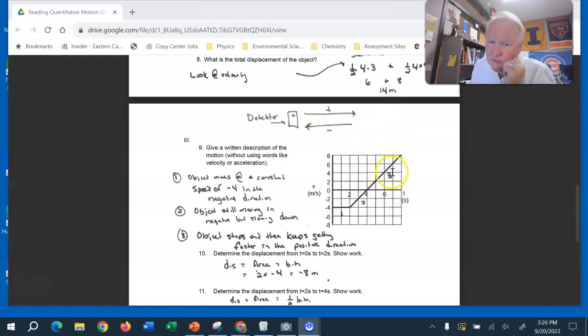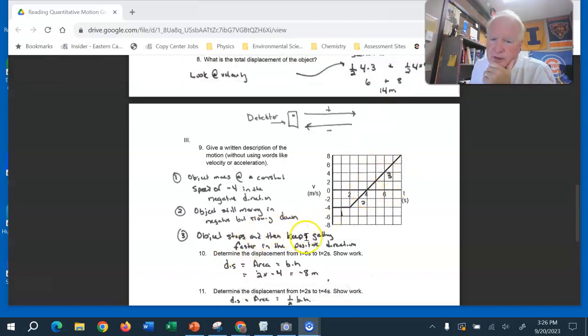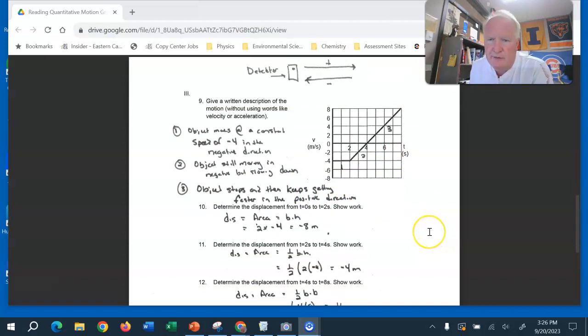So we have, during section 3 right here, it says object stops at 0, and then keeps getting faster, now in the positive direction. The object must have turned around and started going the other way. Okay, hard problem. Believe me, I understand. I kind of looked at it a couple times before I was willing to commit to my answer.